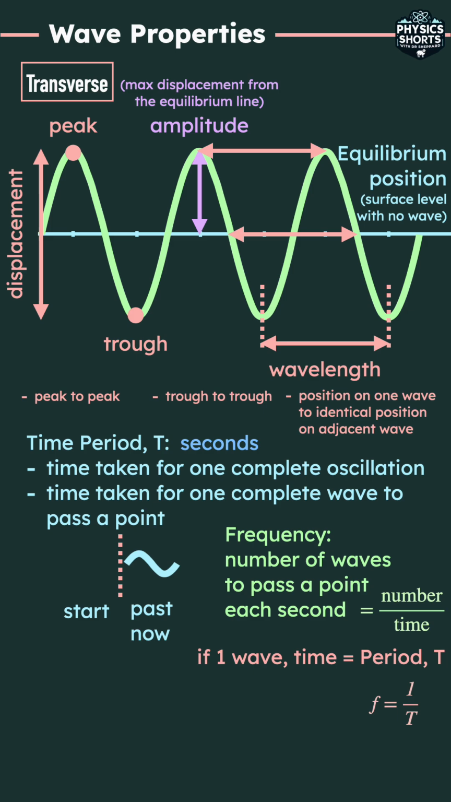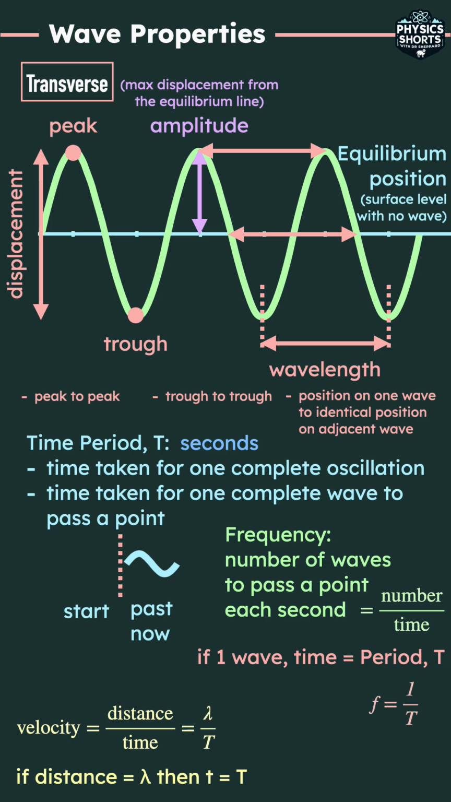Lastly, let's look at wave velocity. Like any velocity, it is simply distance over time. But we have another clever bit of maths we can do here. If we say that the distance is equal to one wavelength, that means the time taken is equal to the period. So, velocity equals wavelength over period.